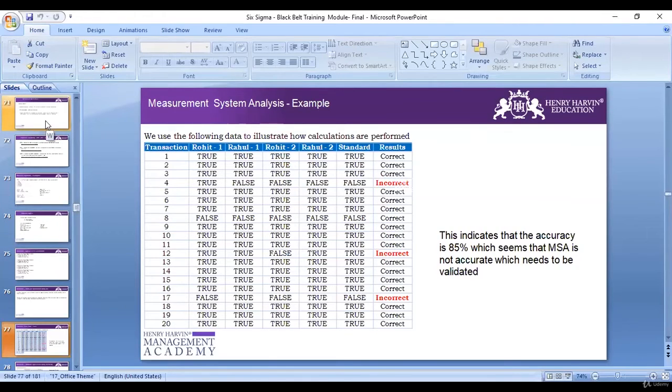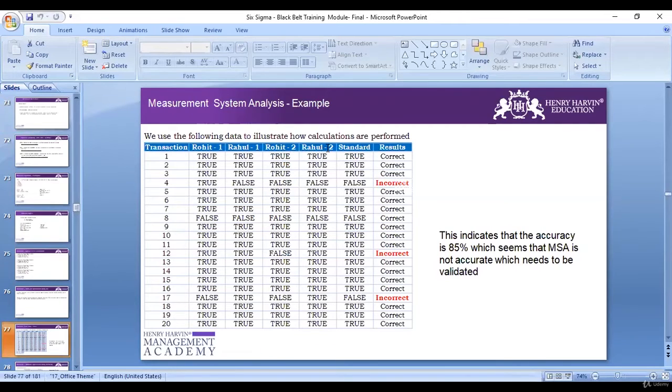Okay, let's understand that. In Minitab, we looked at 2 things. One is the number of appraisers and second is the number of trials. Number of trials means how many times it was done by different operators. In this particular example, it was Rohit who has done it, and it was Rahul who has done it. So there are two trials here, and that's the reason we are able to do it.